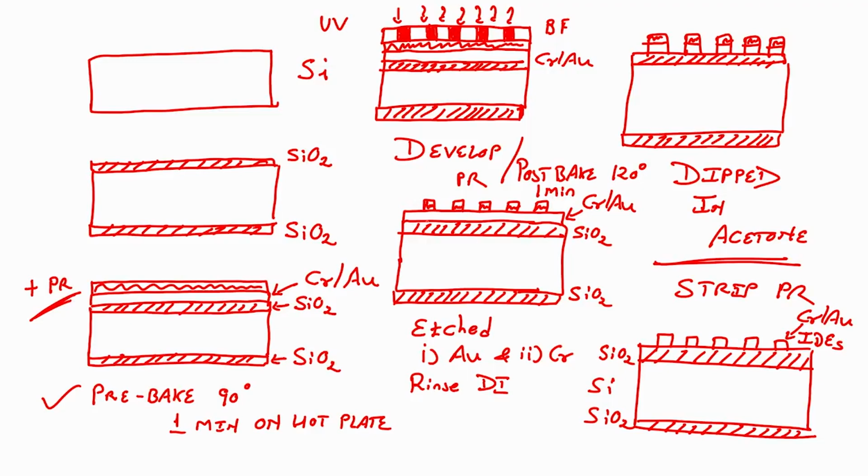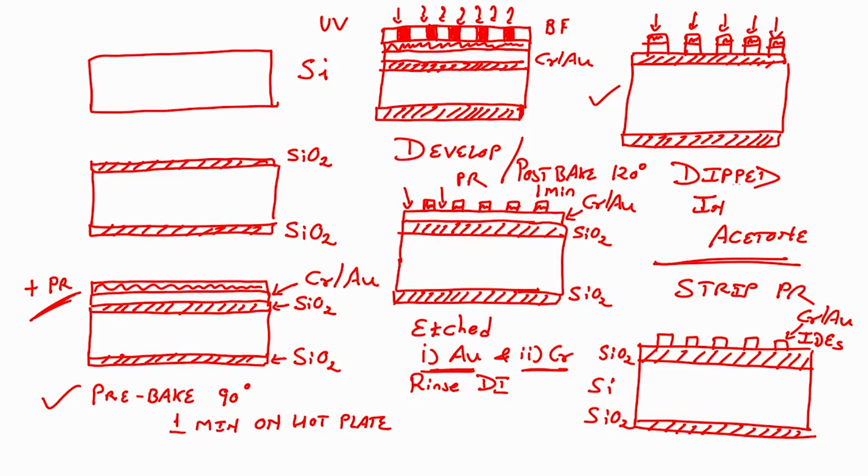Now, wherever the photoresist is there, the metal below it is saved, and wherever photoresist is not there, like in this area, the metal will get etched. Now, we have chrome and gold. Gold is on the top of chrome. So, first we will etch the gold, and that is why we will dip this wafer in gold etchant. Then we will rinse it with DI. We will then etch the wafer with chrome, again rinse it with DI, and then we get the wafer which you can see here. The photoresist is there, and the metal below the photoresist is saved. The metal which is not covered by photoresist got etched.